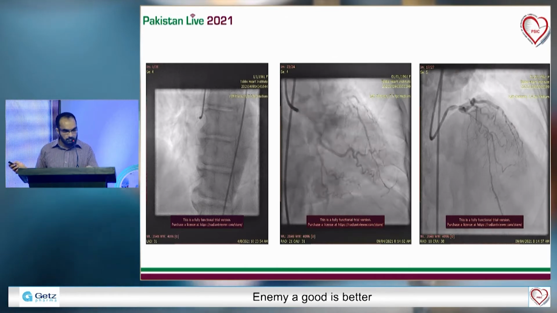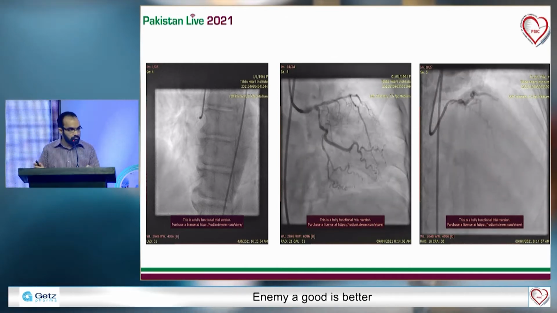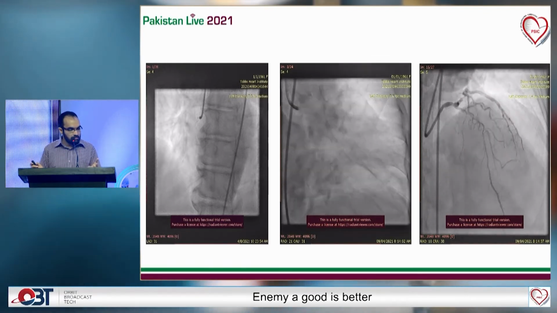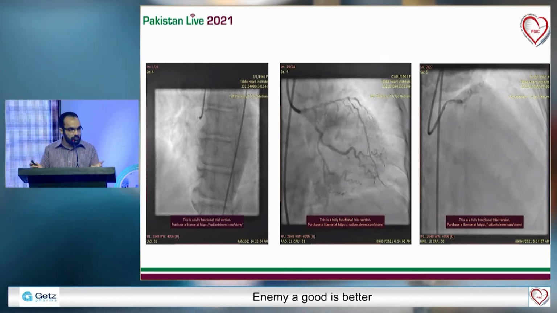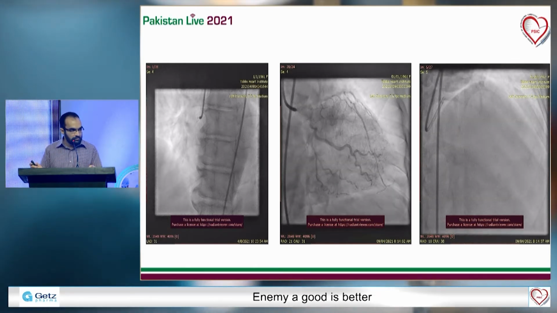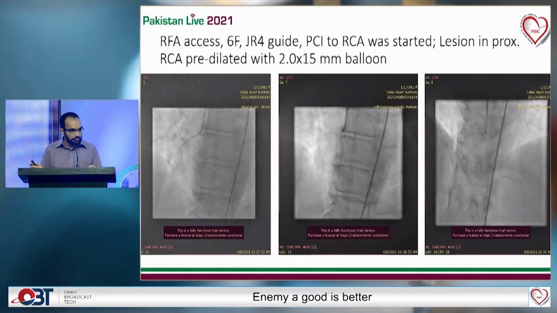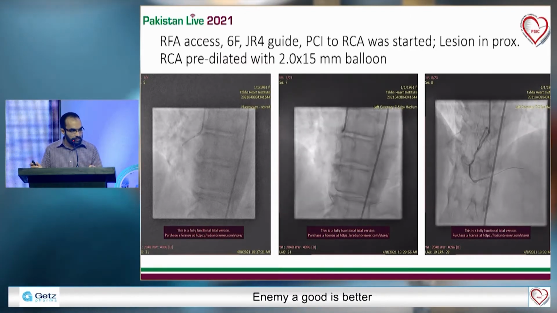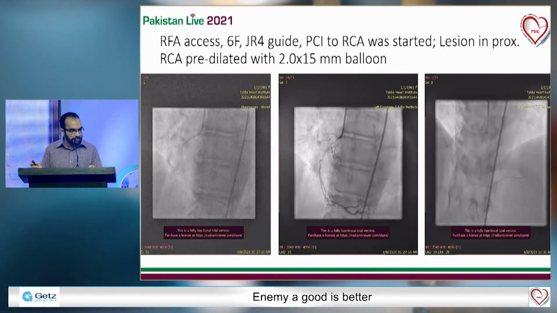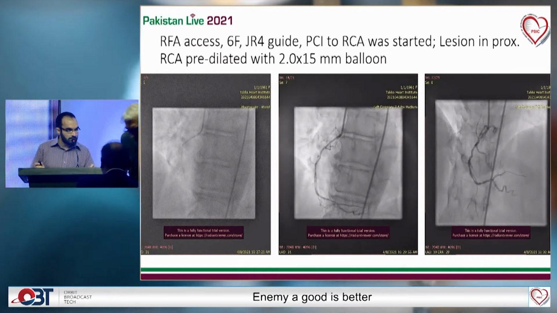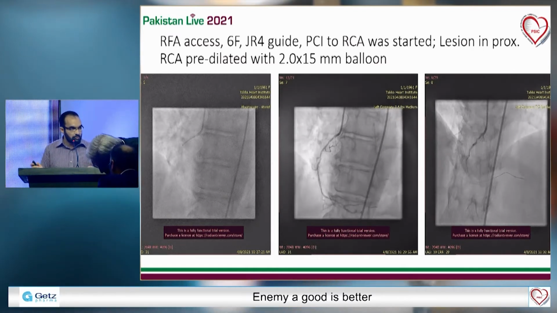These are the coronary angiogram images. The slide of our right image is not playing, but the left system, as already narrated, severe disease in proximal to mid LAD and proximal left circumflex. So at first, we decided to go for PCI of the right coronary artery. Right femoral artery access was taken, 6 French JR4 guide was taken, PCI to RCA was started, and proximal RCA was pre-dilated with 2 into 15 mm balloon.